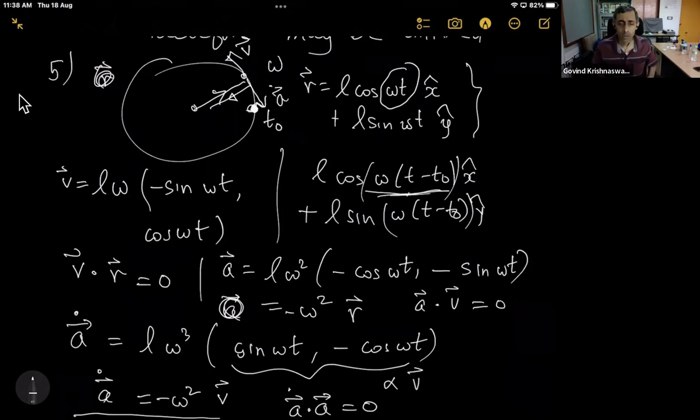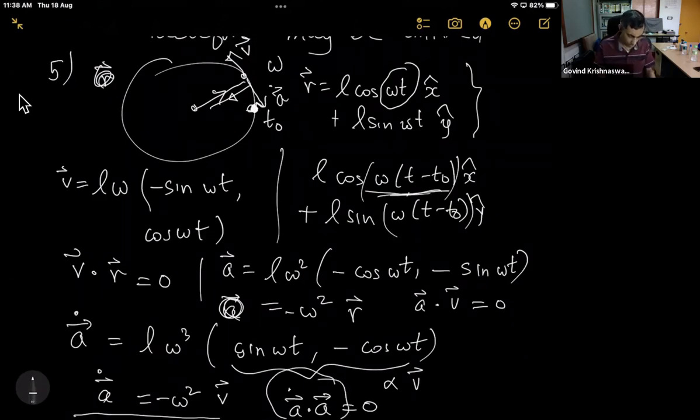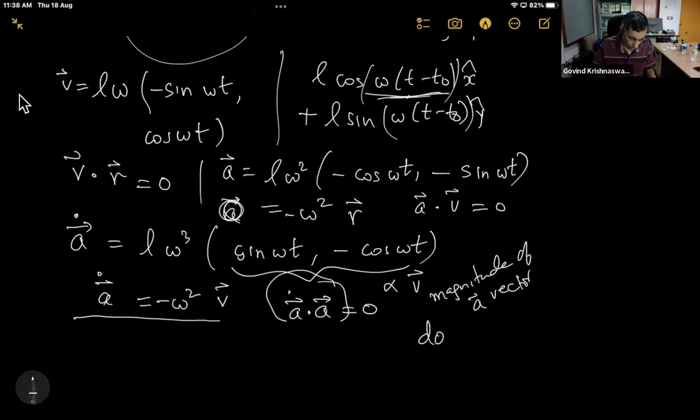So what is the interpretation? The interpretation of this thing is that the magnitude of the A vector does not change with time. Yeah, very correct.